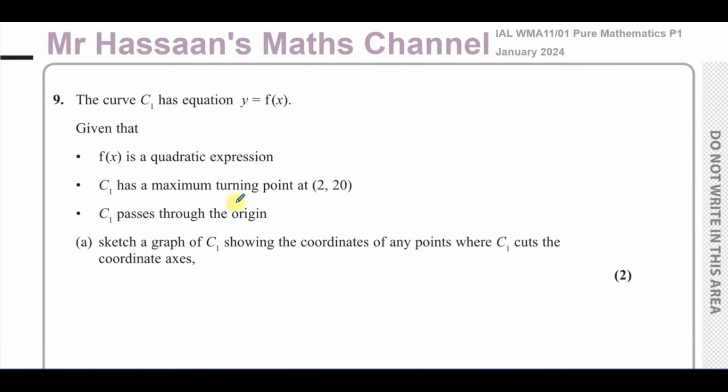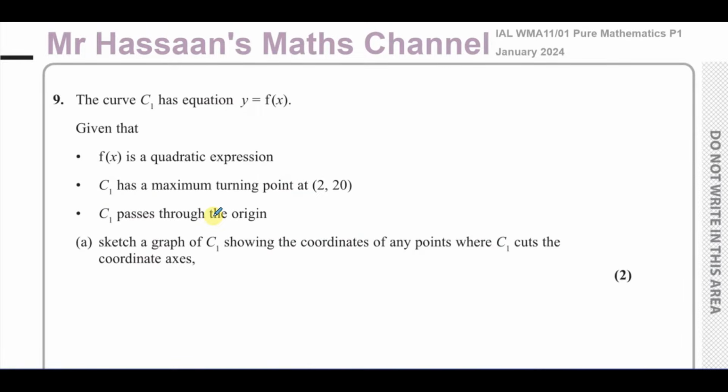And this question here is about sketching a quadratic curve. The curve C1 has equation y equals f of x. We're told three things about the curve: that it's a quadratic expression, it has a maximum turning point at (2, 20), and that it passes through the origin.